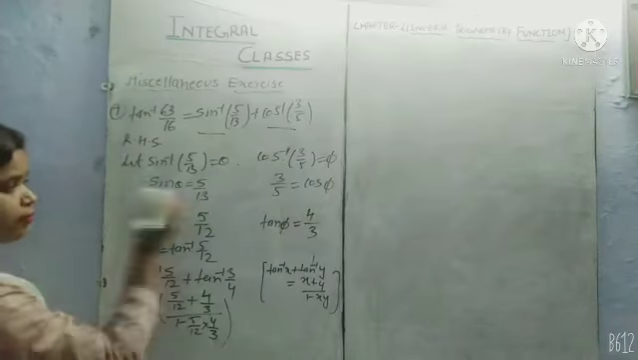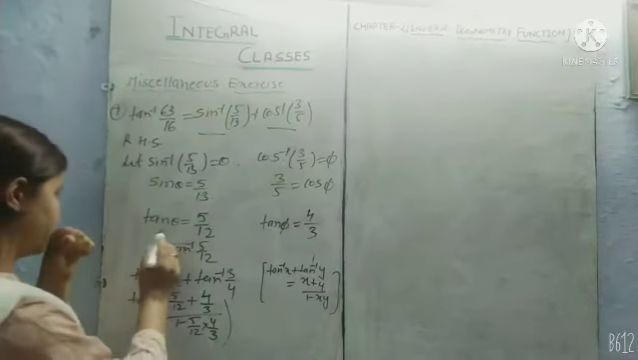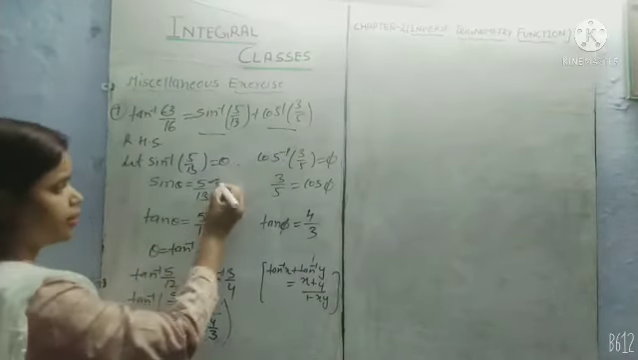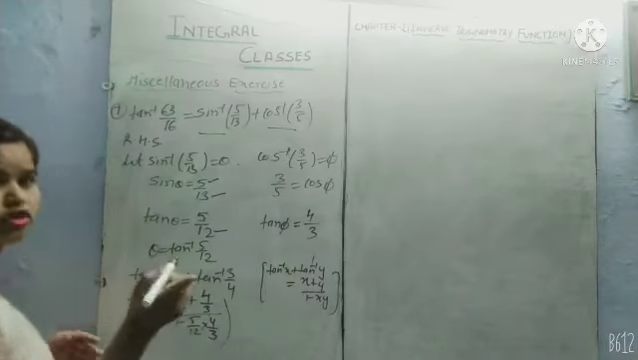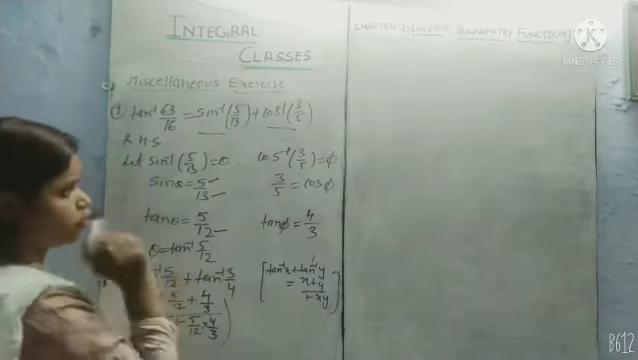Then sin theta is 5 upon 13. Then we will find the value of tan theta. It is perpendicular, it is hypotenuse. So base will become 12 by the Pythagoras theorem. So tan theta is 5 upon 12.